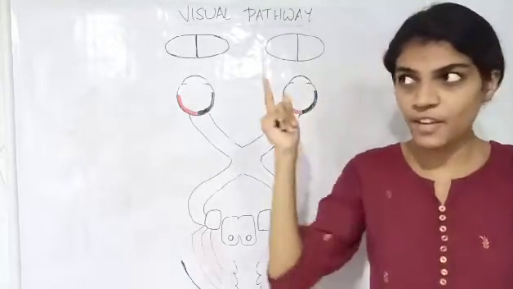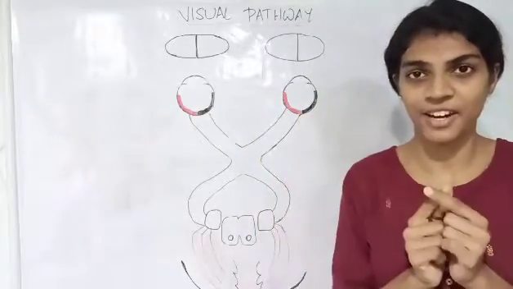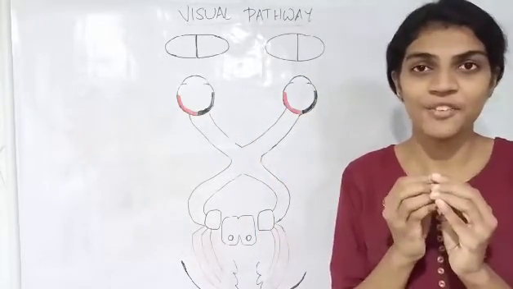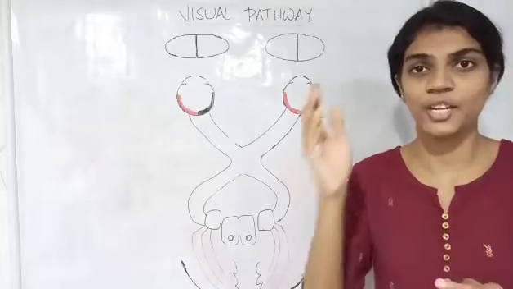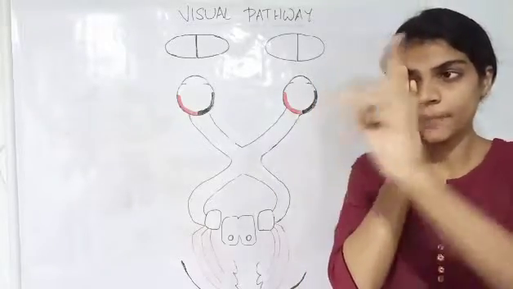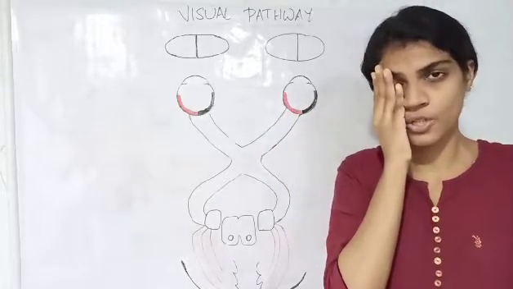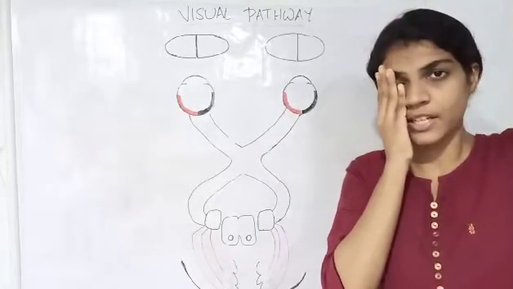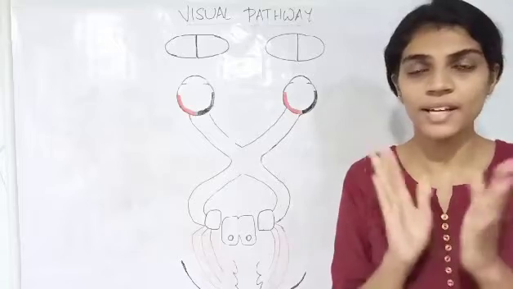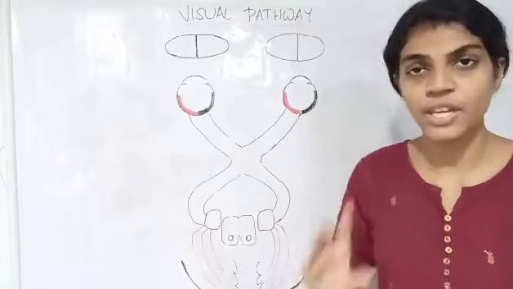360 degrees means we can also see behind our head, and we are not blessed with that. Unfortunately, we can only see this particular area, that is 160 degrees horizontally and 135 degrees vertically. That is the visual field of each eye.